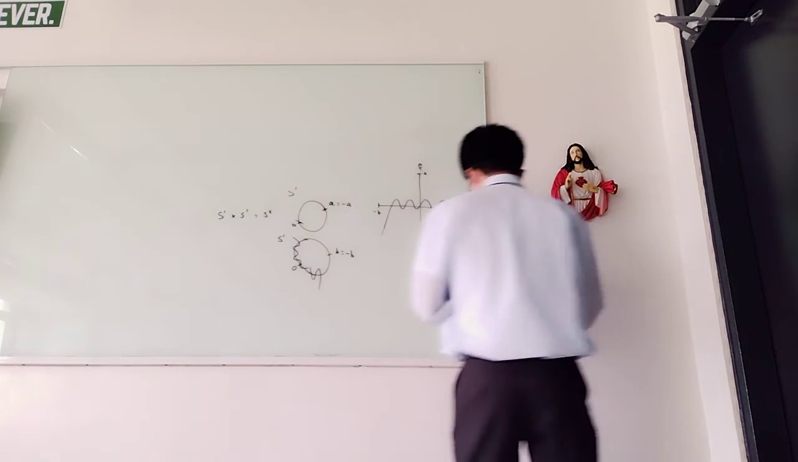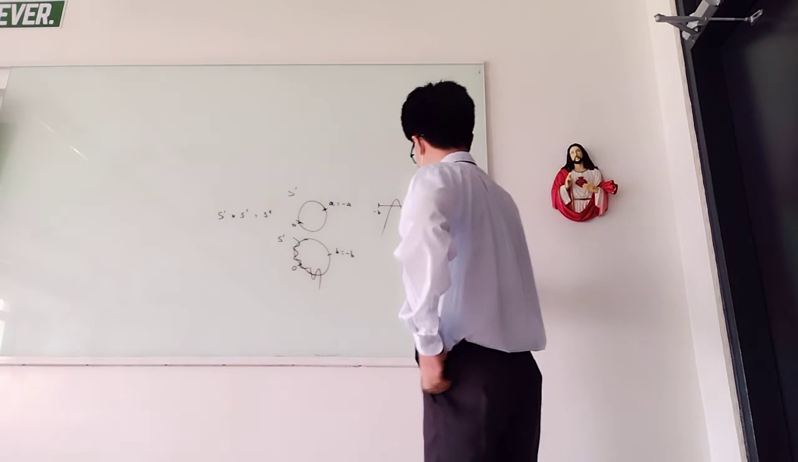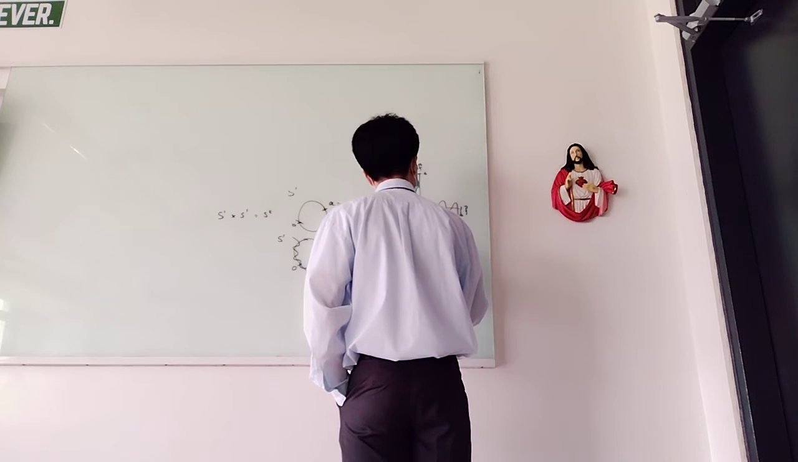So now, what we do is take another copy of this, make another axis, and then apply the same procedure again. So a, and then minus a.